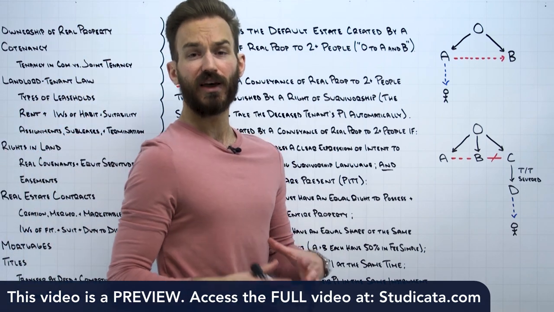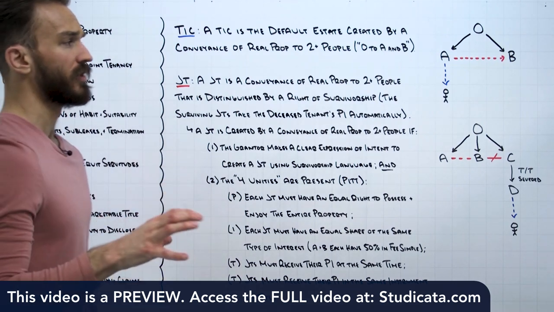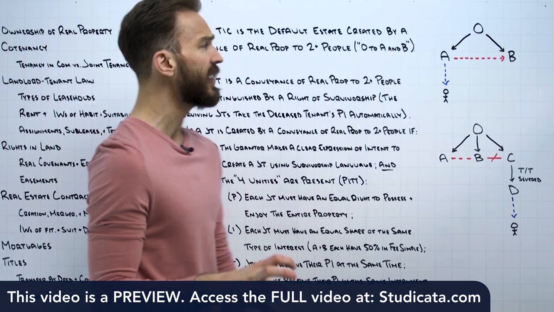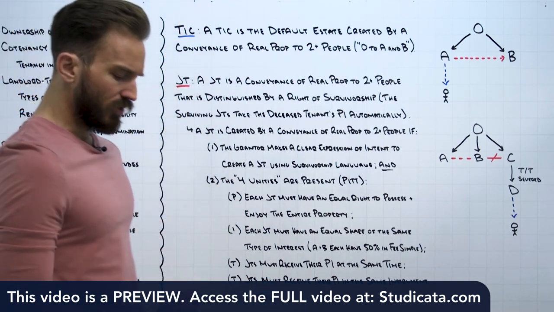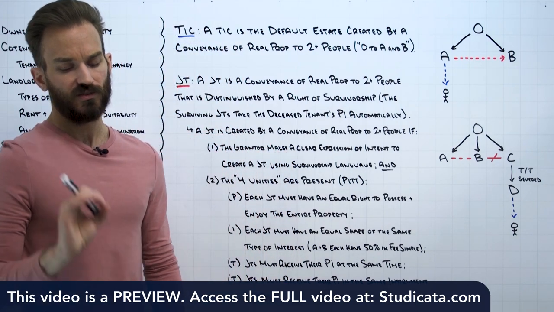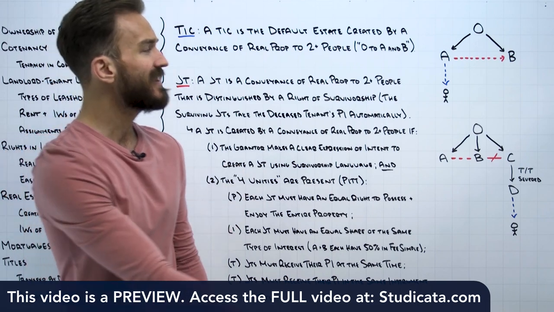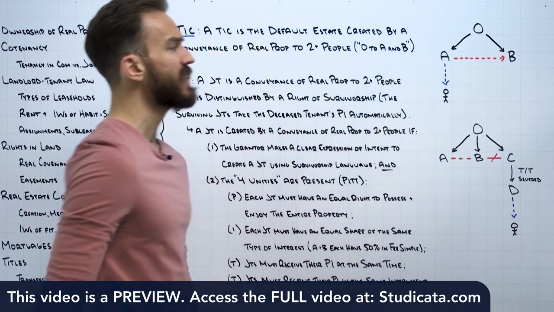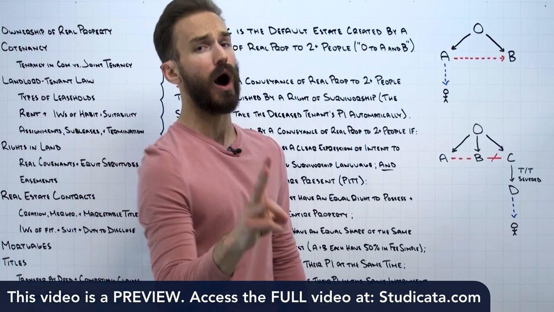As opposed to this, we have the idea of the joint tenancy. And we'll see that the main issue we're dealing with in concurrent ownership of property is distinguishing between the tenancy in common and the joint tenancy. The reason this distinction is very important is because it determines where that property interest goes when the co-tenant dies. And we'll see there's really two options.